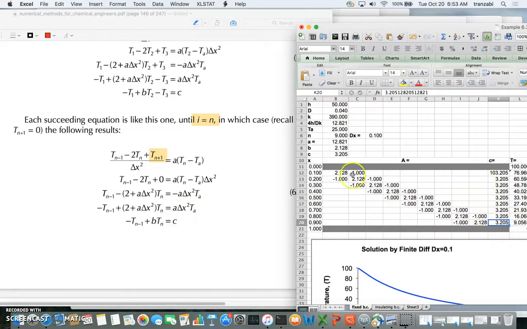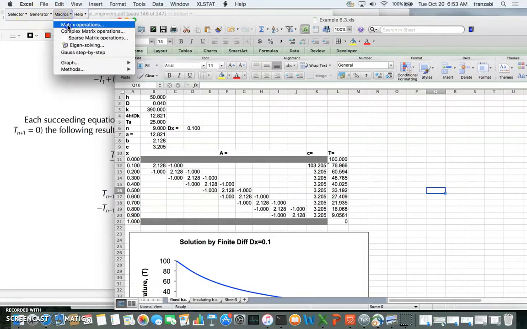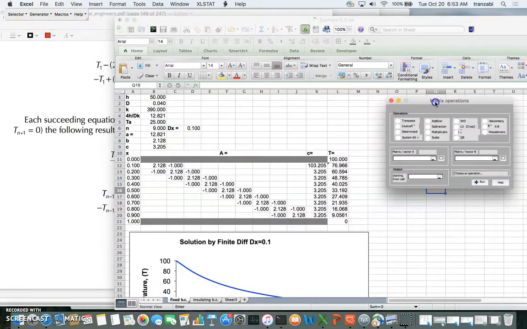Okay, so I have a matrix. This is my matrix of coefficients. These are the right hand side. I have to go ahead with the matrix package and solve for temperature. So I'm going to click on matrix package, if you remember that, and then go to macros, matrix operations. I want to solve the system.